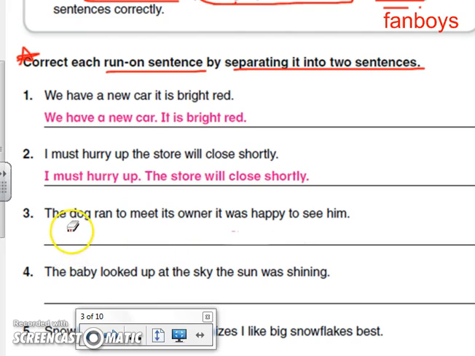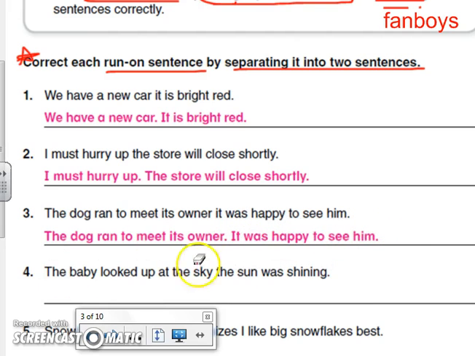Number 3, the dog ran to meet its owner. It was happy to see him. So I have to kind of think where this is best to separate it. The dog ran to meet its owner, period. Ran is the verb. Who ran? The dog. Subject and verb, that can stand on its own. It was happy to see him. Was happy is the verb. Who was happy? It. Subject, it can stand on its own. If you need to make corrections, pause the recording.